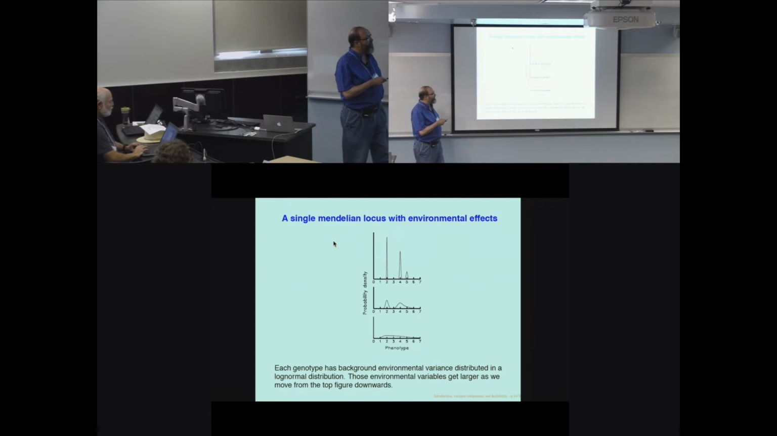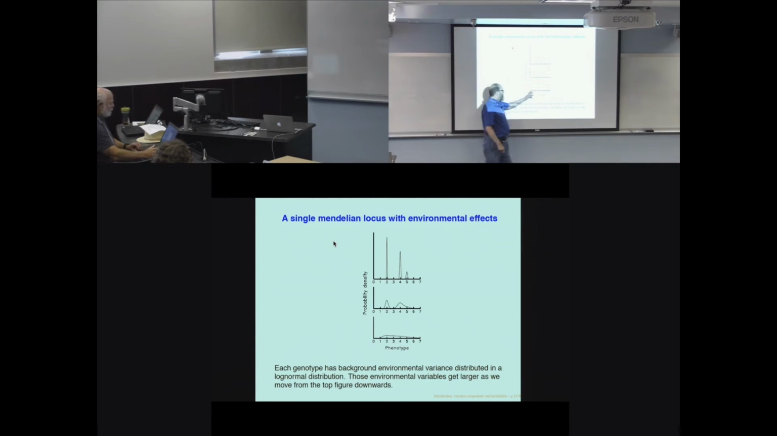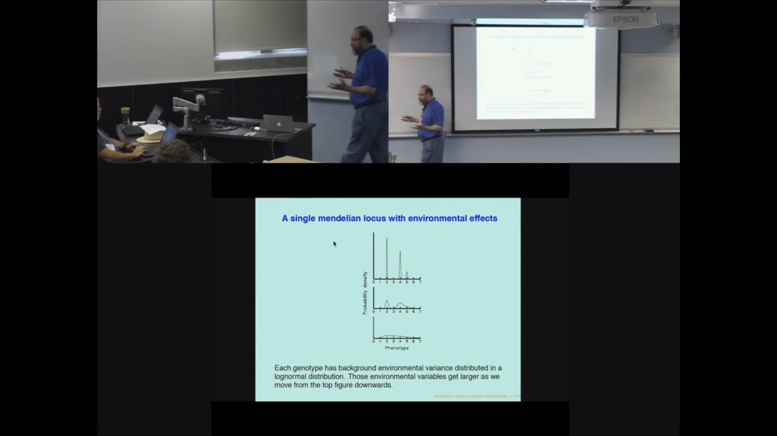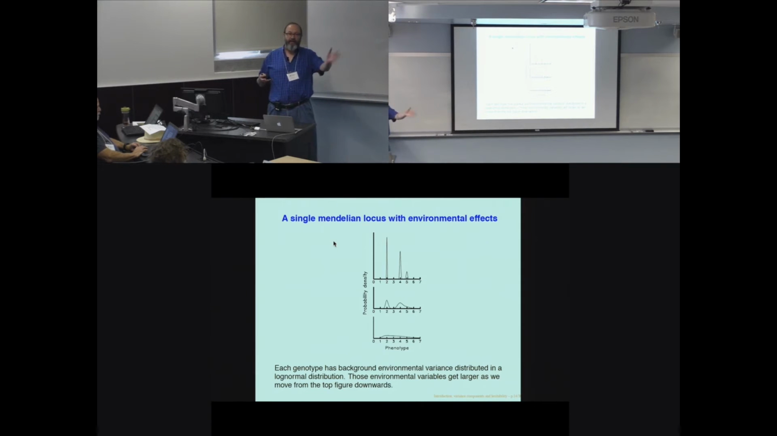With a little more environmental variation, all 3 distributions merge with each other. At that point, you can't see the genotypes. You cannot neatly classify individuals into genotypes. And at that point, you're going to have to use quantitative genetics. So there you see the sort of boundary between a Mendelian genetic analysis and a quantitative genetic analysis.